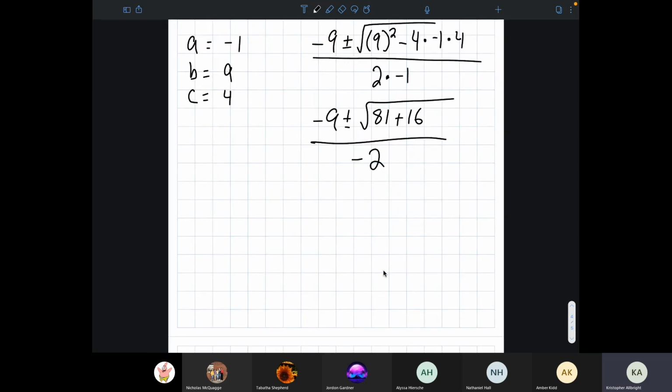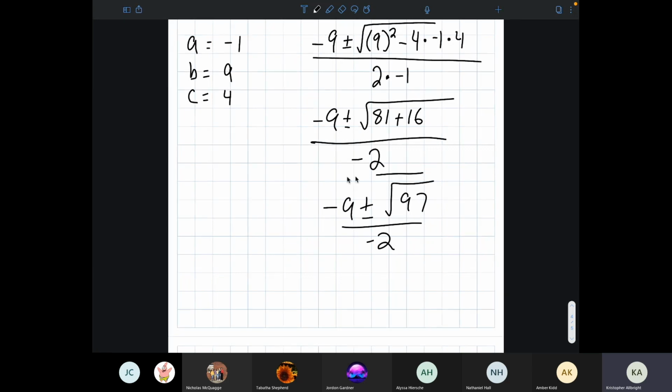So when we work this, negative 9 plus minus the square root of 97 over negative 2. So this is one of the situations where we can't break it down much further. When we go to break this down and divide it into two problems, it's not going to go anywhere because the square root of 97 is some ugly number. It's going to be like 9.848, stuff like that. And that's not exactly helpful to us.